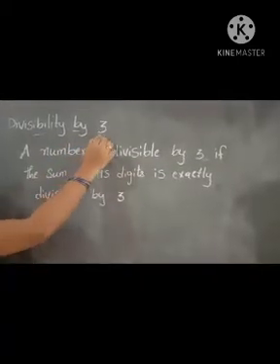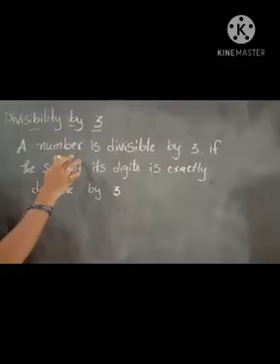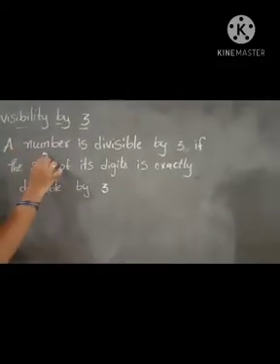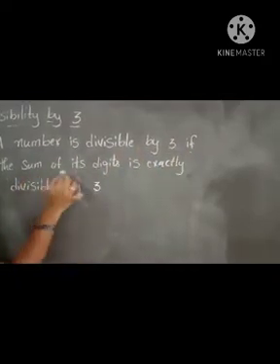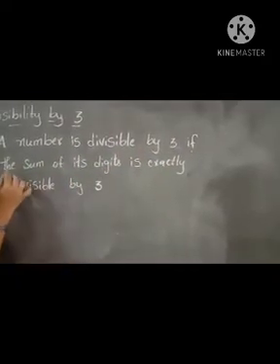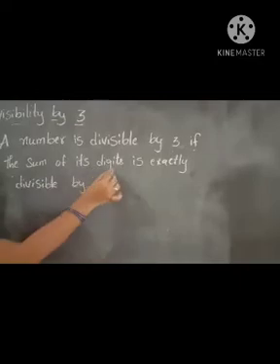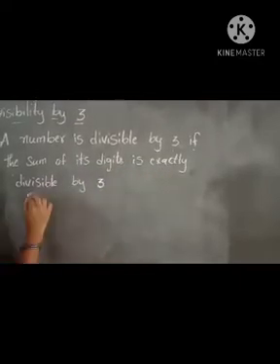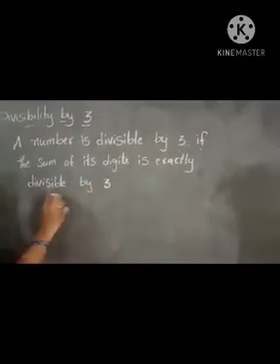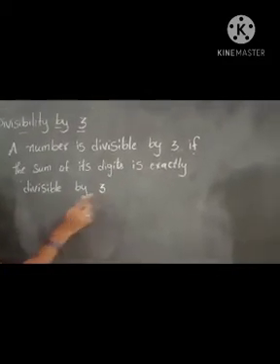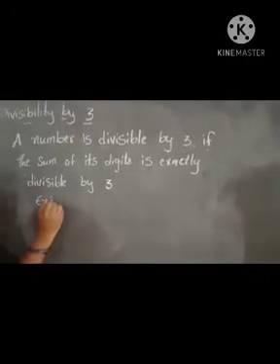Divisibility by 3. We already discussed it in the previous class, children. We all know this very well. A number is divisible by 3 if the sum of its digits is exactly divisible by 3. Did you understand, children? So, see the example here.